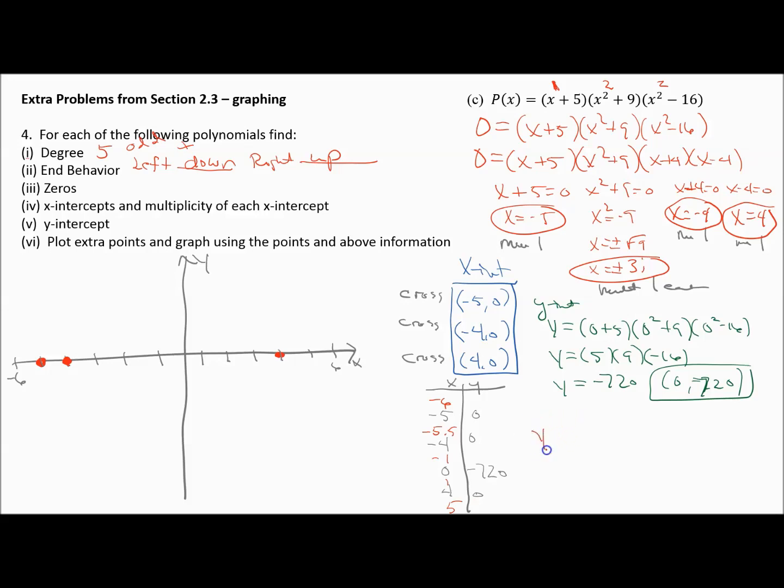So that's going to be y equals negative 6 plus 5 times negative 6 squared plus 9 times negative 6 squared minus 16. I reduce that. That's going to be negative 1 in that set of parentheses. Now negative 6 squared is 36. 36 plus 9 is 45. Negative 6 squared is 36. 36 minus 16 is 20. And then with my calculator, I can multiply negative 1 times 45 times 20. And that gives me negative 900.